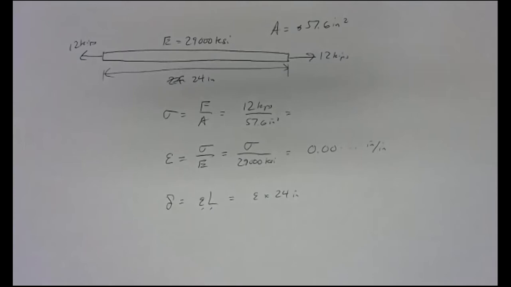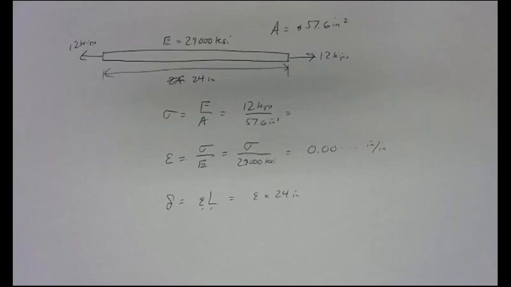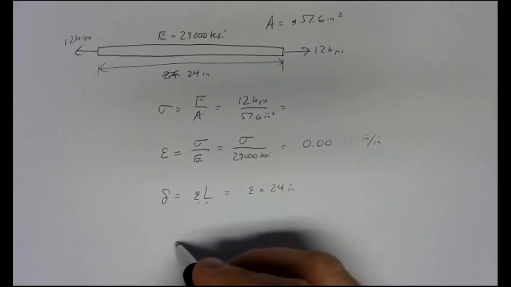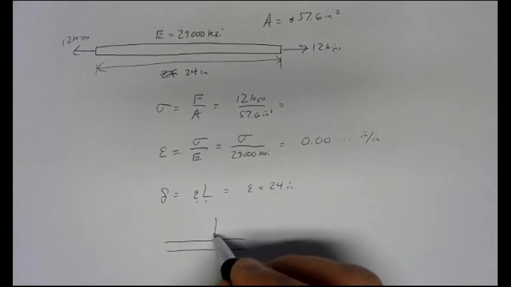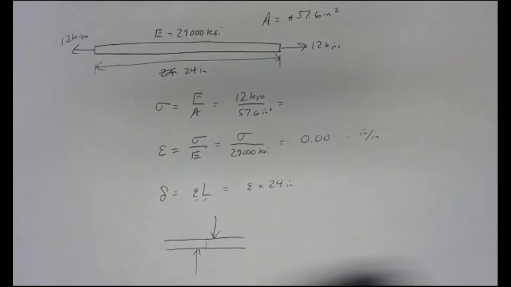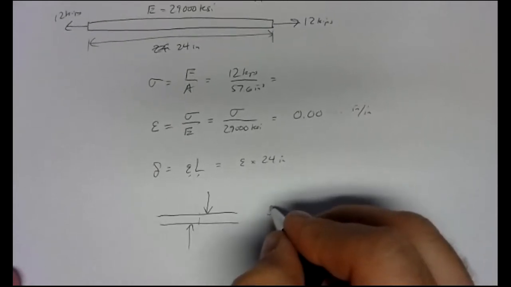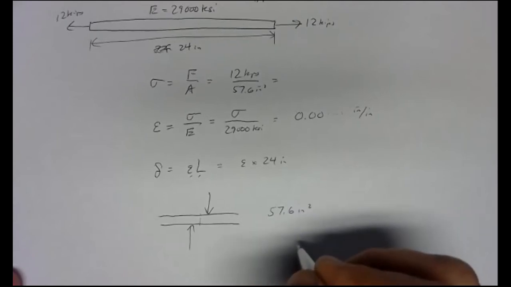And then the last part is how much force would be required to shear through the bar if the shear strength of stainless steel is 60 KSI. So that would be the ultimate shear strength of stainless is 60 KSI. So the picture in this problem is we've got our bar and we want to apply a force to shear through it, to shear through that cross-sectional area. Well, the area is 57.6 square inches.